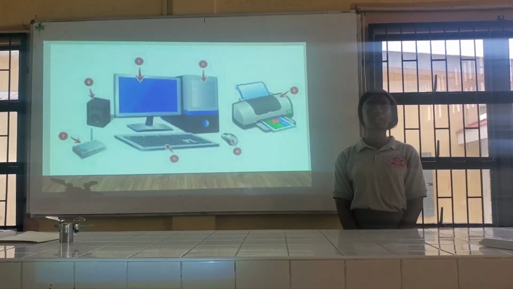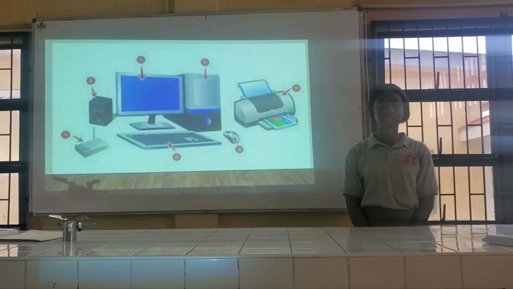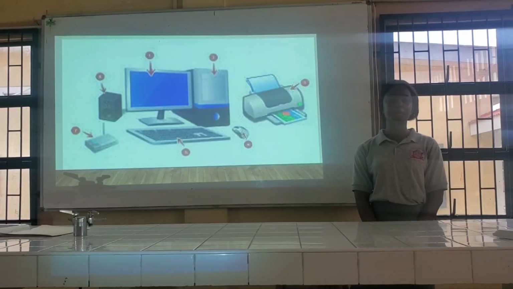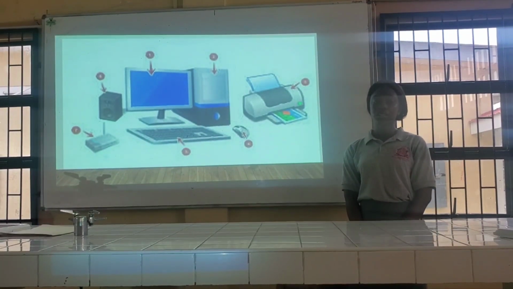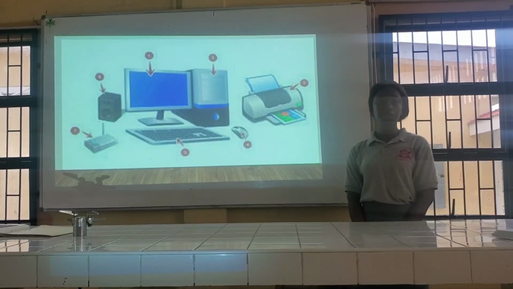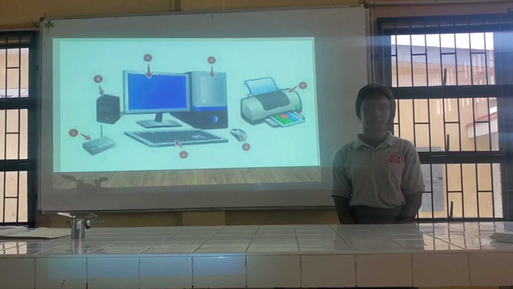Today we'll be looking at computer fundamentals. At the end of this lesson, you will accurately define what is a computer. You will also list the functions of a computer, the types of computers, and the components of a computer.